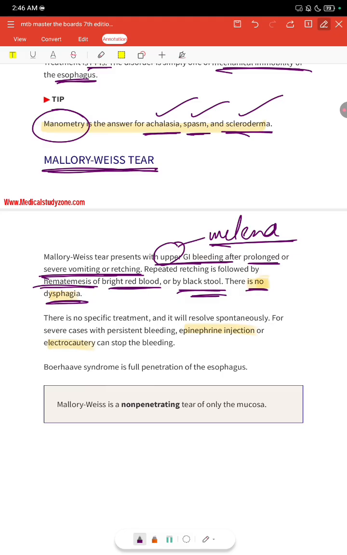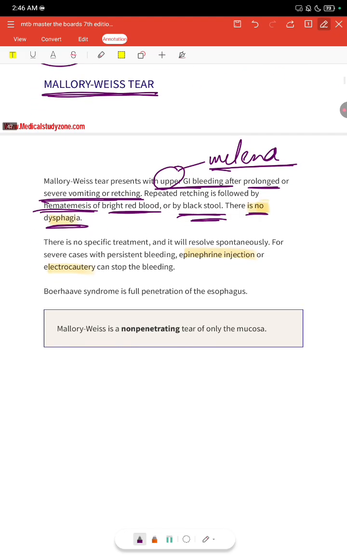So in Mallory-Weiss tear there is upper GI bleed and it is caused by prolonged severe vomiting or retching. The repeated retching is then followed by hematemesis, that is the presence of bright red blood in the vomitus, or it can also present in the form of black stool, which indicates melena, which indicates in turn the upper GI bleed. But there is no complaint of dysphagia.